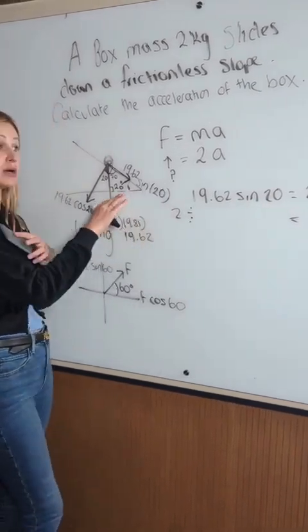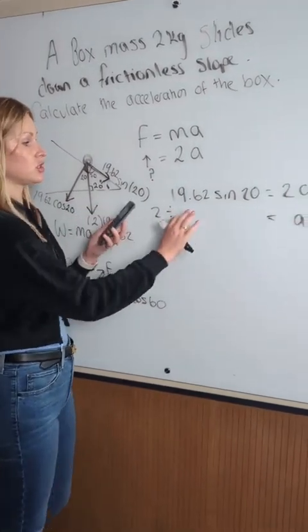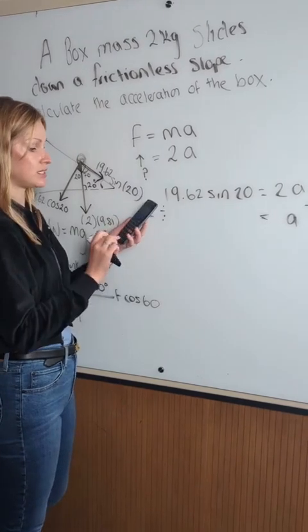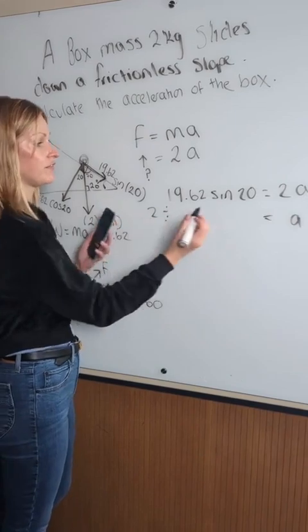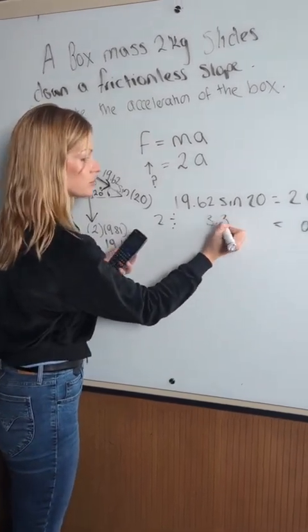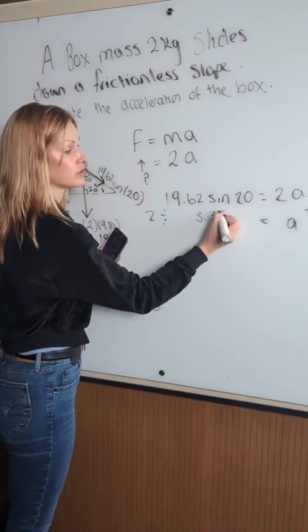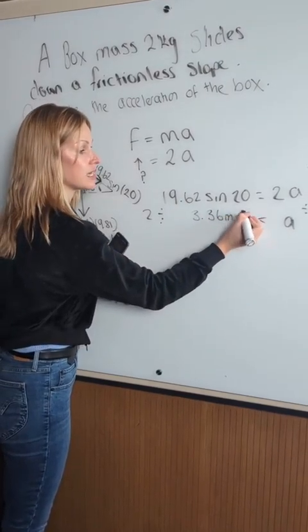Making sure that your calculator is in degree mode before you do the math. So 19.62 sine of 20, and then like I just said, you divide that number by 2, and you'll get a final answer of 3.355, so 3.36 meters per second squared.